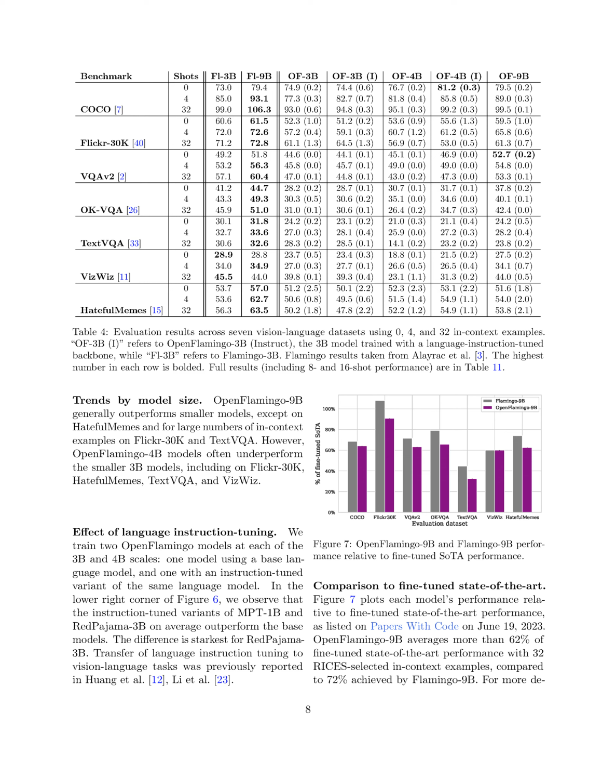The instruction-tuned variants of the language models generally outperform the base models, particularly the RedPajama-3B model. Lastly, the OpenFlamingo-9B model achieves more than 62% of the fine-tuned state-of-the-art performance with 32 in-context examples, compared to 72% achieved by the Flamingo-9B model.